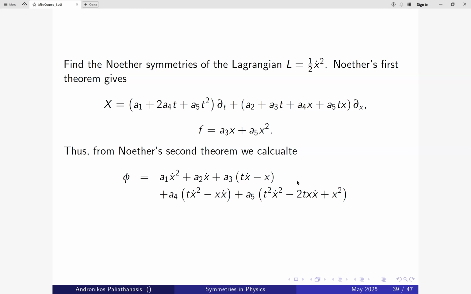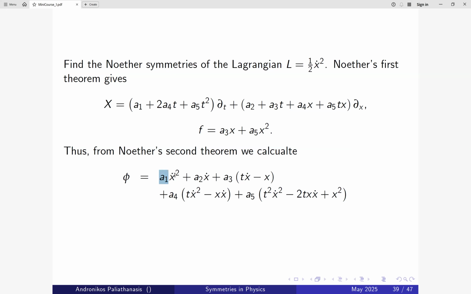Remember that this Lagrangian admits 8 Lie symmetries. 5 of them are Noether symmetries. This is the corresponding function f, and the corresponding Noetherian conservation law is the following one.